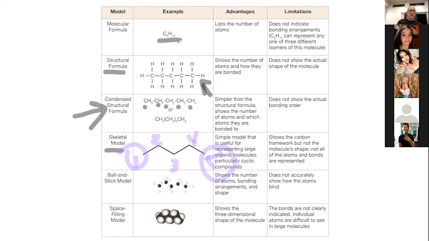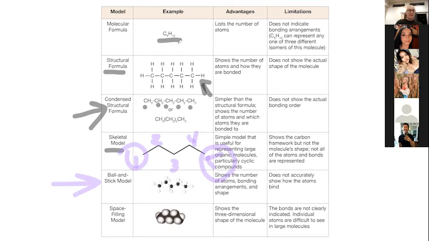Now this one is called, shockingly, the ball and stick model. And that's basically what we're making here. This is like a ball and stick model. That shows the number of atoms, and it has the advantage of showing you the shape. So you can see by building this thing, we get to see what the shape of it is.